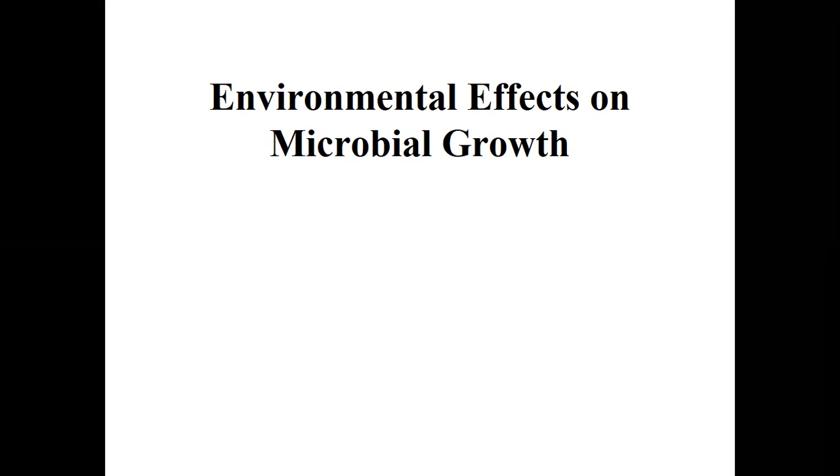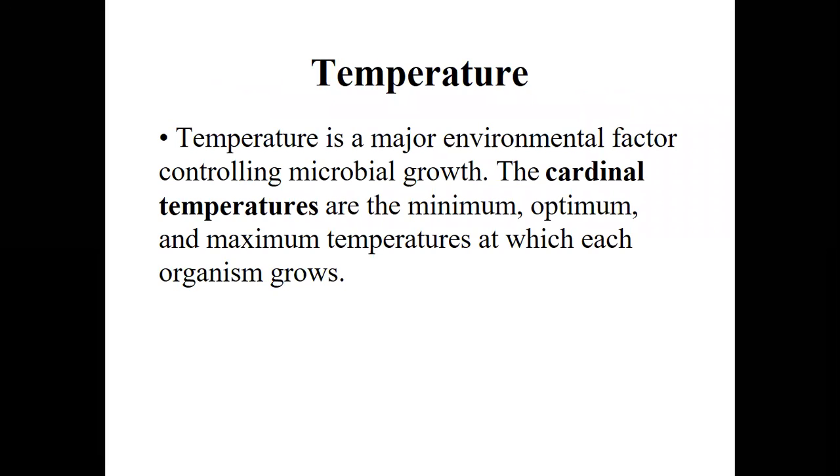Except for the culture media, there are also some other requirements, meaning the environmental conditions, which also support the growth of microbes. If a microbe does not get the right environmental conditions, then it cannot grow properly and cannot multiply. The first factor required for microbes is temperature. Temperature is a major environmental factor controlling microbial growth.